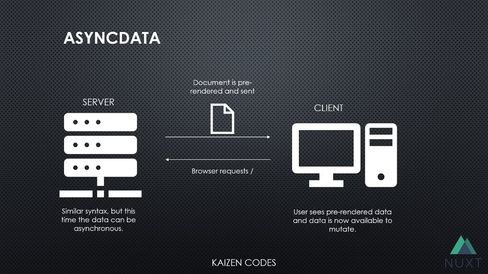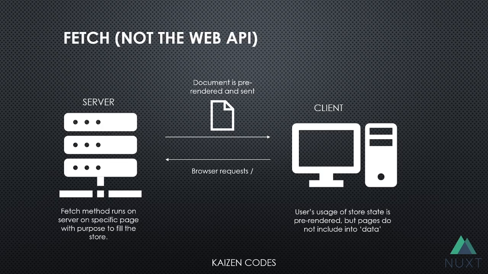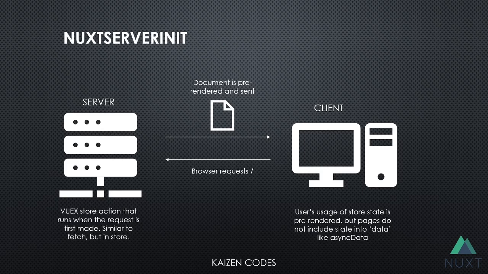So with asyncData, we set this data on the server, and when it comes to the client, we can access it with this.data. With fetch, we set it on the server, but we have to access it through the store if we set it on the store or whatever. So it's basically just meant to run something before rendering your page. It doesn't have to be a store thing, but just to make sure that you do something before the page gets sent back. nuxtServerInit works a lot like fetch, except its purpose is to be a store action.